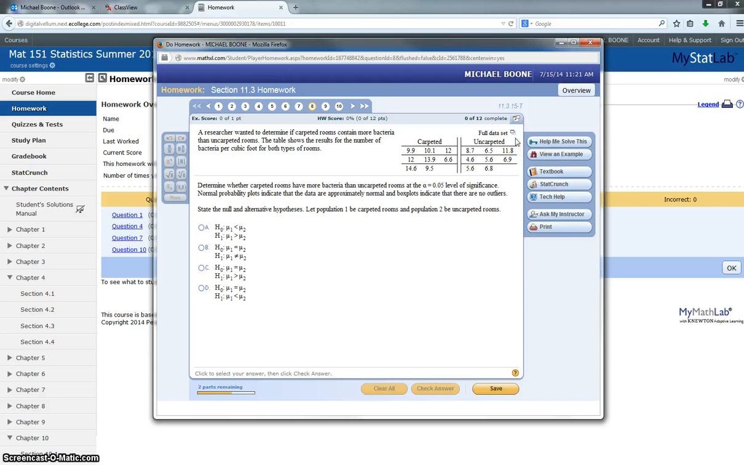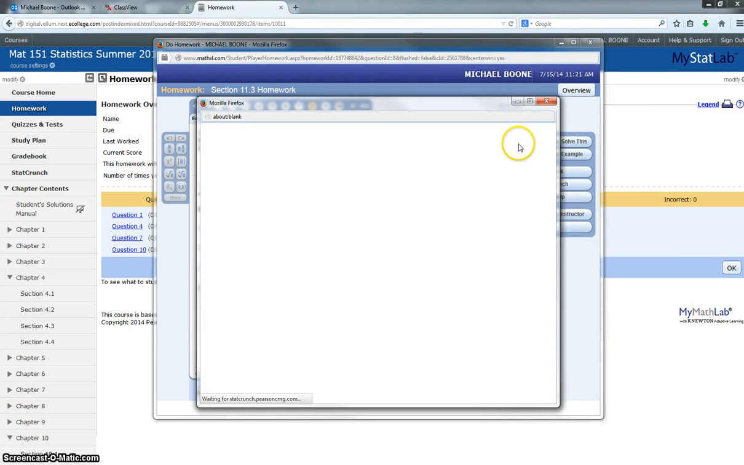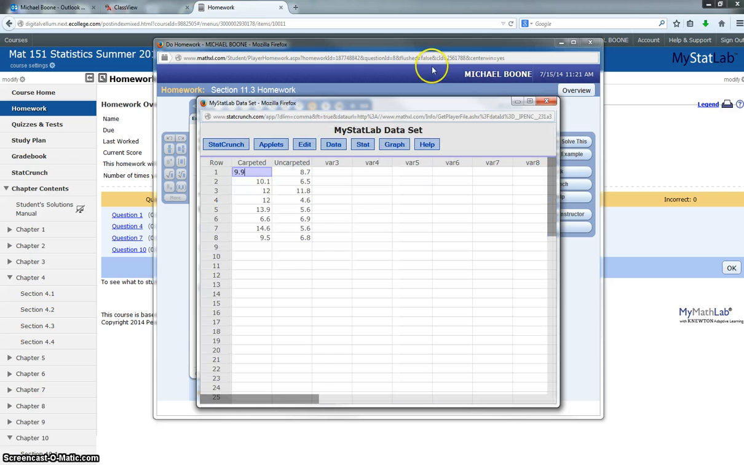So first we have to state our null and alternative. Again, the difference between my means I want to be 0, which basically says that my mean 1 is equal to my mean 2. So that I agree with. And if carpeted is my mean 1 and uncarpeted is my mean 2, which it appears to be, let's look at the data set. See how they label it. But I would consider carpeted my mean 1, uncarpeted my mean 2.